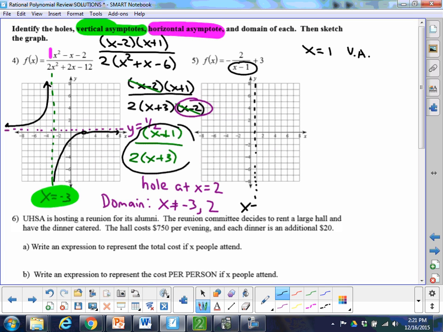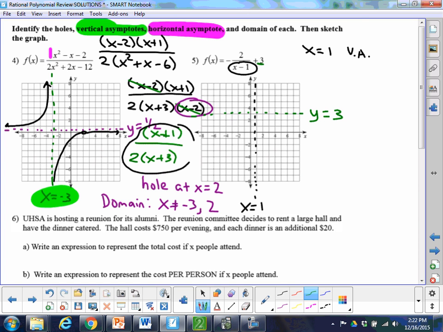And then this one I'm going to think of more as it has some shifts in there. Normally the horizontal asymptote in this case, since the denominator's degree is larger, would be at 0, but we do have a shift of +3, so it's now moved up 3. So my horizontal asymptote is actually y equals 3 now because of that shift.